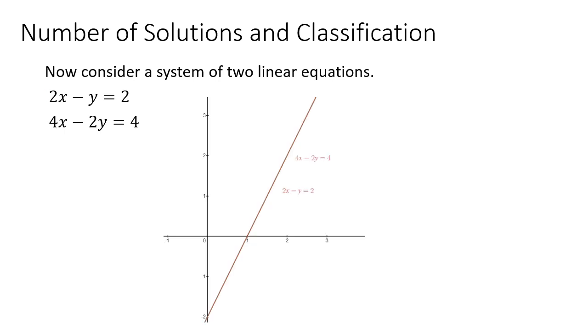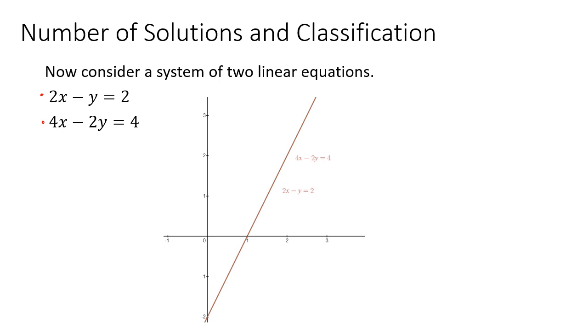There is one final way in which the graph of two lines can interact with each other. So this time I'm graphing the equations 2x minus y is equal to 2 and 4x minus 2y is equal to 4. And what you may see when you look at the graph is it appears there's only one line, but that's not the case. This is the graph of both lines. They just perfectly overlap with each other. In other words, these two equations represent the same line.